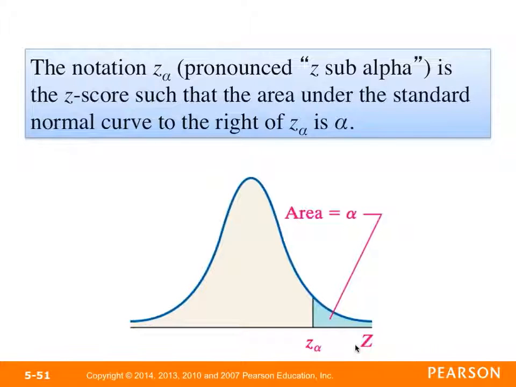Okay, so the notation Z alpha, or we can read it as Z sub alpha, is the z-score such that the area under the standard normal curve to the right of Z sub alpha is alpha. If you look here, we have our z-scores along the bottom. This we're just going to call Z sub alpha, and the area over here is going to be alpha.